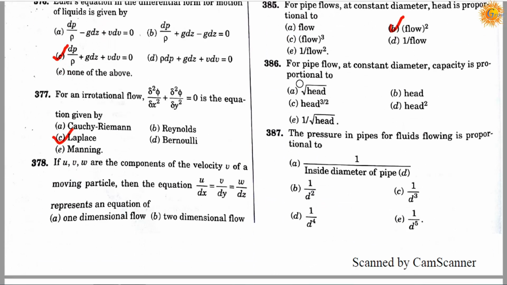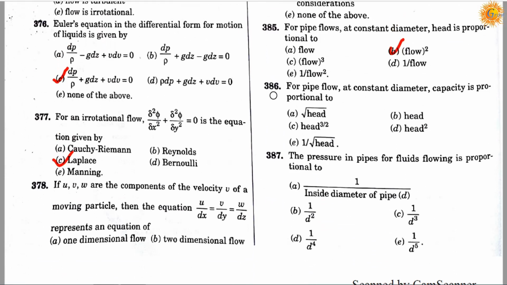Question number 386. For pipe flow at constant diameter, capacity is proportional to: option A, under root of head; option B, head; option C, head 3 by 2; option D, head square; option E, 1 upon under root head. So the correct answer is A. It's only under root head.